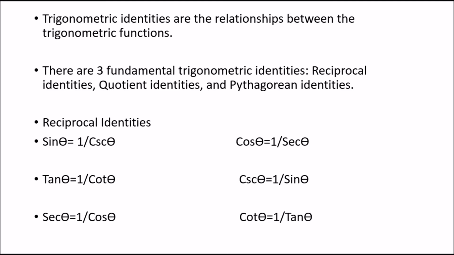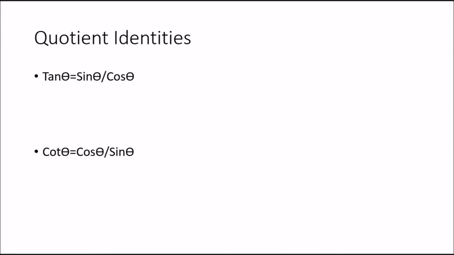Reciprocal identities consist of sine theta equals 1 over cosecant theta, cosine theta equals 1 over secant theta, tan theta equals 1 over cotangent theta, cosecant theta equals 1 over sine theta, secant theta equals 1 over cosine theta, and cotangent theta equals 1 over tangent theta.